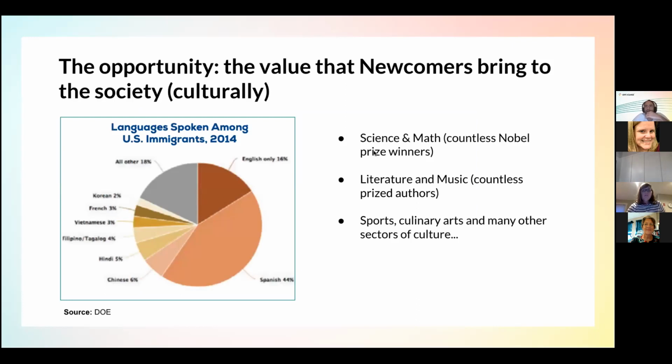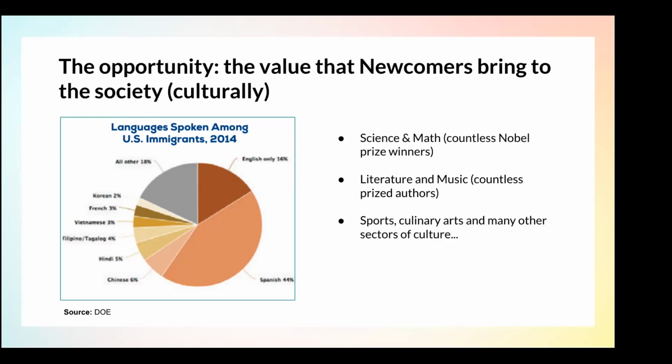And then here we can see on the left that there's a big linguistic diversity when we think about immigrants in the United States. So of course, Spanish, we all know, is a large component of the linguistic backgrounds. But when we think about Chinese, Hindi, Filipino, Tagalog, Vietnamese, French, and 18% here says other, which means you have a huge linguistic diversity, also representing cultural diversity when we think about the cultural opportunity of newcomers bringing to society.